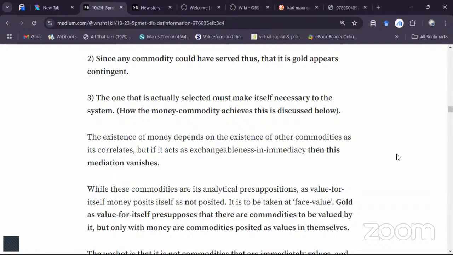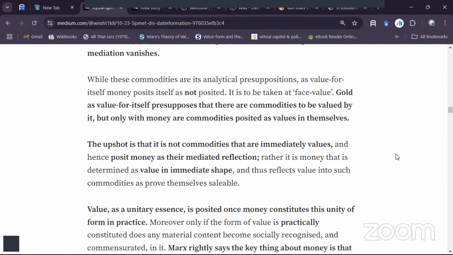Now, I hope you can think about that. If you're sufficiently fetishistic to be Midas or whatever, that would be a problem. The upshot is that it is not commodities that are immediately values and then hence posit money as their mediated reflection. Rather, it is money that is determined as value in immediate shape and thus reflects value into such commodities as prove themselves saleable. So there's a contradiction here, right?